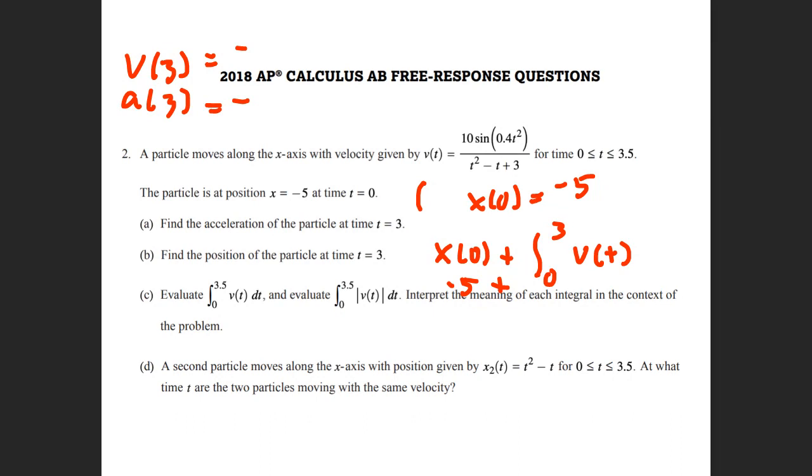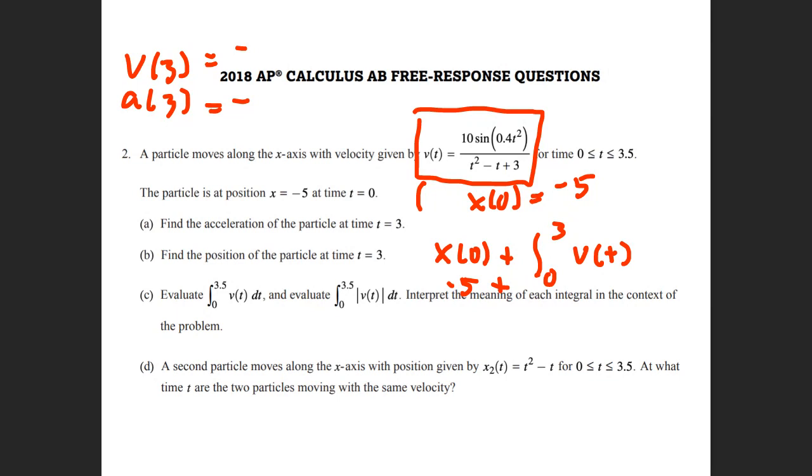You look at this problem and say, oh my goodness, that is one crazy function. But it's a calculator-based problem, so it shouldn't cause too many problems. Now, part C says evaluate the integral from 0 to 3.5 of v of t, and evaluate the integral from 0 to 3.5 of the absolute value of v of t. Interpret the meaning of each integral.